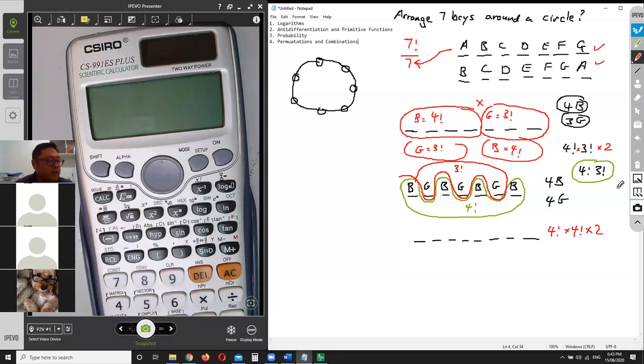Before I give you the answer, right or wrong, I want you guys to commit to an answer. Why is it 4 factorial times 4 factorial times 2? Because there's 4 different ways that the boys can be arranged, and then there's 4 different ways that the girls can be arranged. And then the boys can start first, or the girls can also start first. Yeah, very good. So the answer is 4 factorial times 4 factorial times 2. Exactly. Got it?